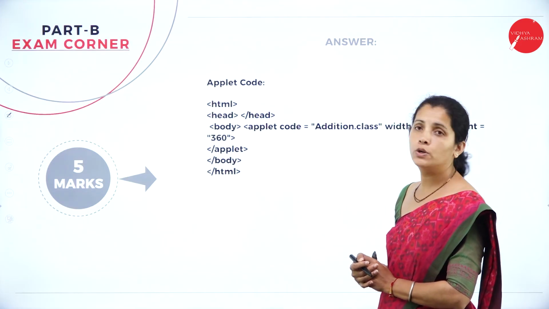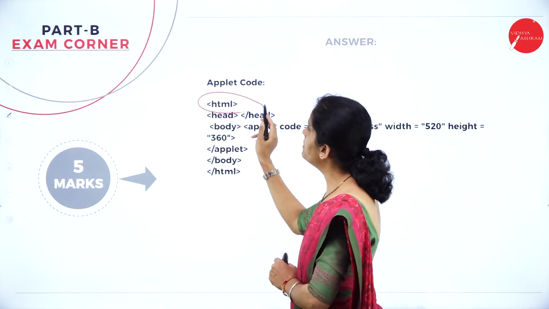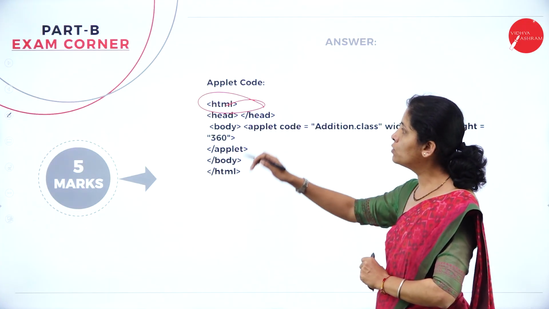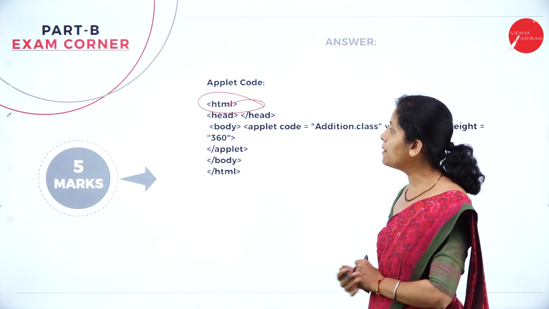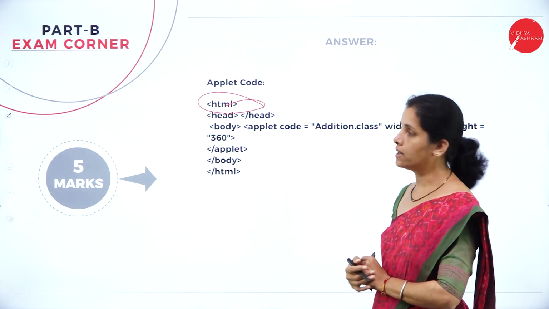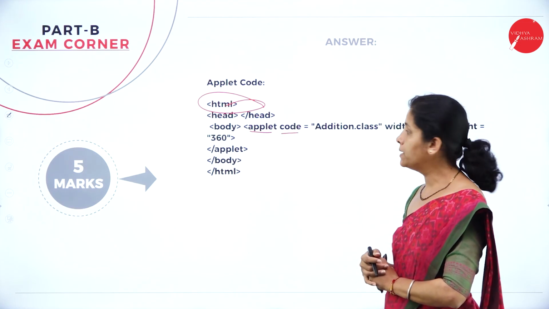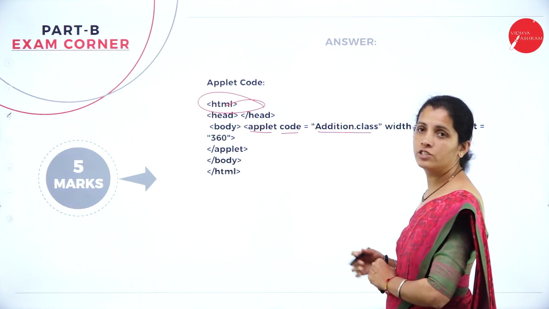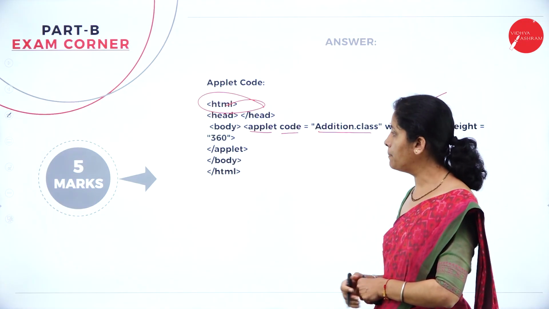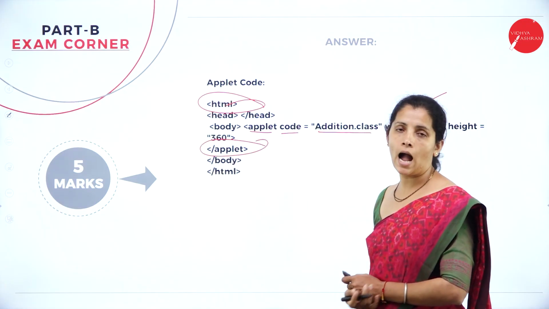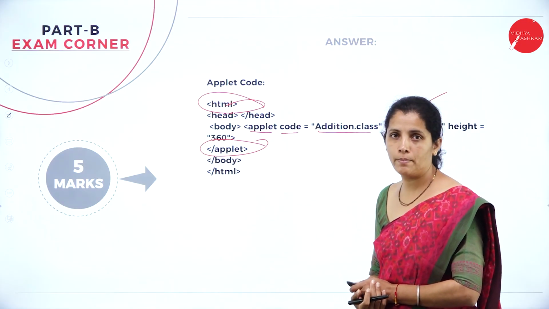Now, where am I going to write the applet code? See here, in my HTML section, I want to include this applet code. To include it, I'm going to use the applet tag. In the applet tag, I want to specify the applet program, Edition.java. I'm going to specify the height and width of the applet, and I'm going to close the applet. At the same time, I'm going to close the body as well as HTML.